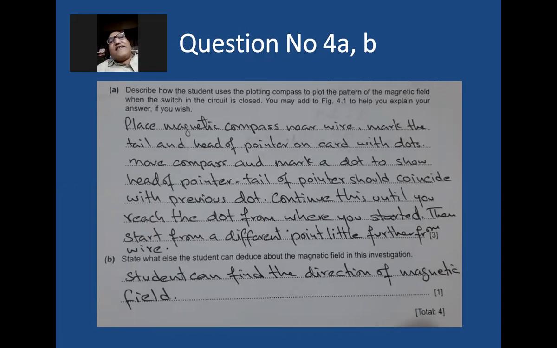Okay, so hopefully you understand how you have to write. You can write a better answer as compared to the answer which I wrote, but this is a simple idea of what you have to do.